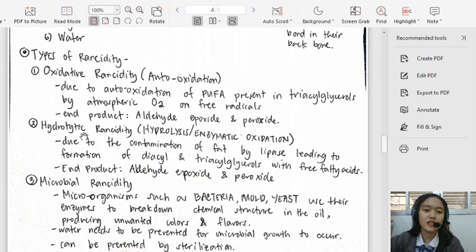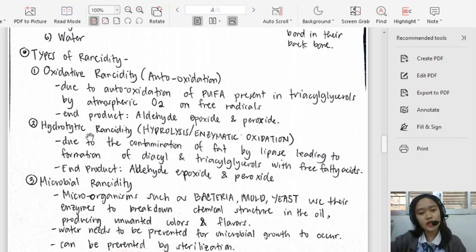Next, we have hydrolytic rancidity. This is the hydrolysis or enzymatic oxidation due to the contamination of fat by the enzyme lipase. By the way, lipase is an enzyme that catalyzes the rancidity of foods, or fats and oils, leading to formation of diacyl or triacyl glycerols with free fatty acids. So, the end products, the same as in oxidative rancidity, are aldehyde, epoxide, and peroxide.